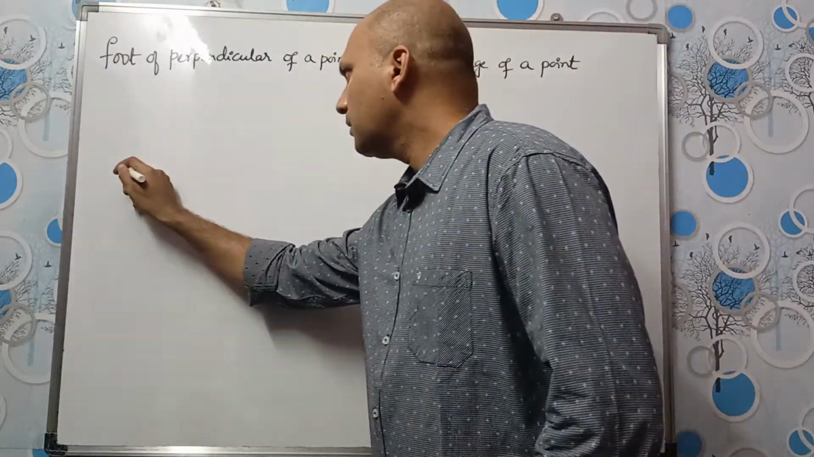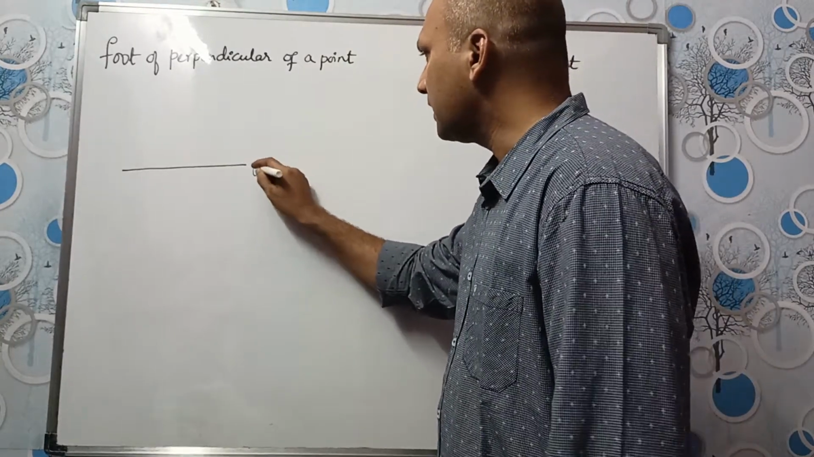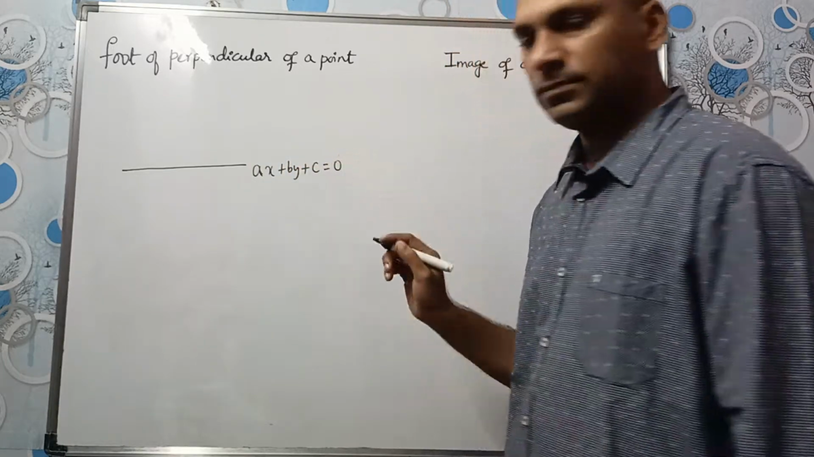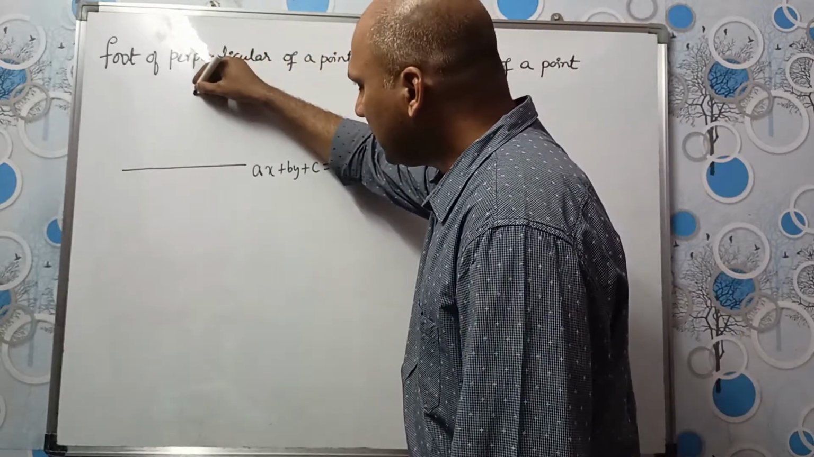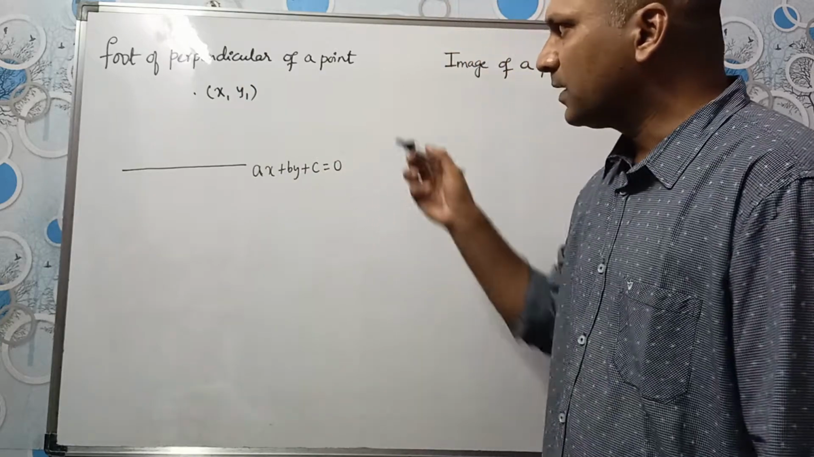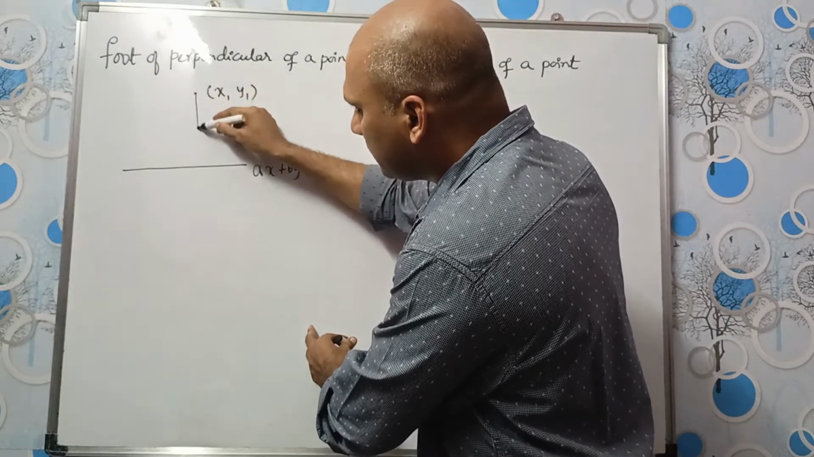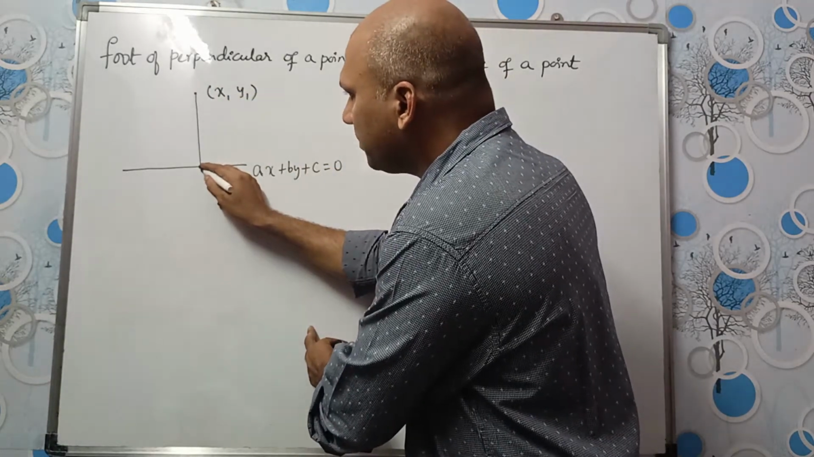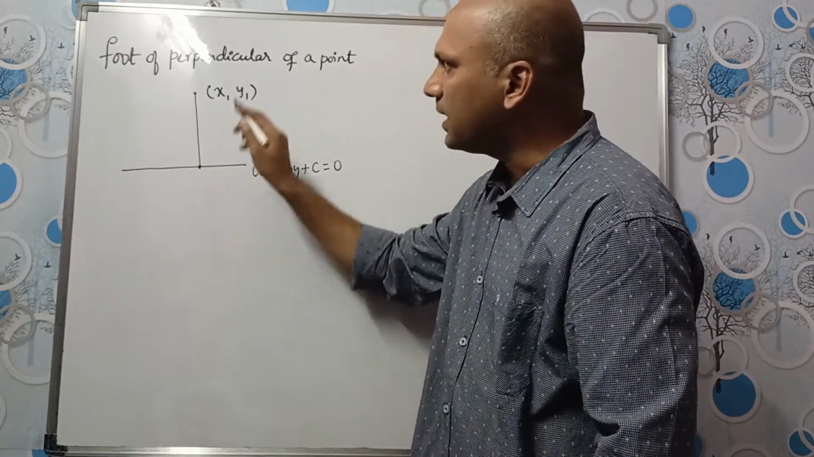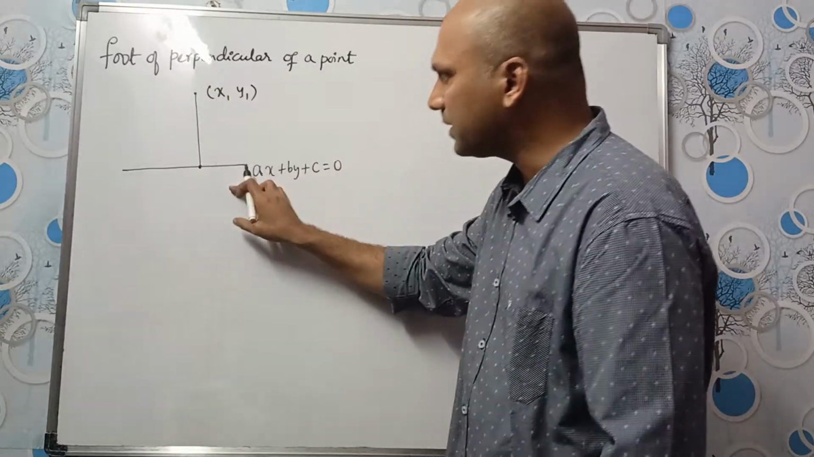See, we have a straight line. Let us say the equation of this straight line is ax plus by plus c is equal to 0. And we have a point here. Let us say this is x1 y1. If we draw a perpendicular from this point on this straight line, that perpendicular will meet this line at this point. So this point is called as foot of perpendicular, foot of perpendicular of this point on this straight line.